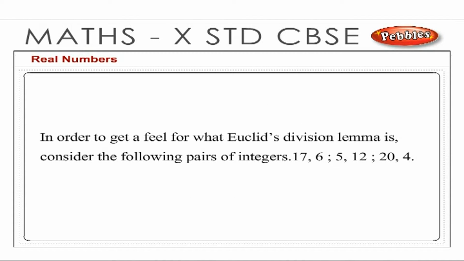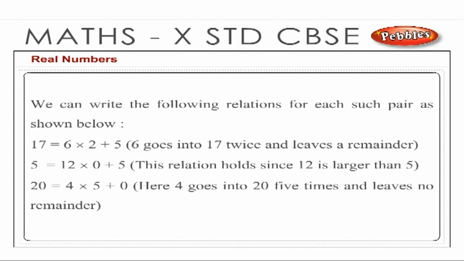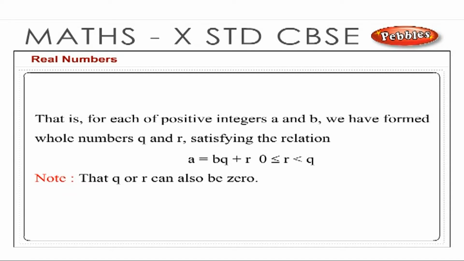In order to get a feel for what Euclid's division lemma is, consider the following pairs of integers: 17 and 6, 5 and 12, 20 and 4. We can write the following relations for each such pair as shown below. That is, for each pair of positive integers a and b, we have found whole numbers q and r, satisfying the relation a is equal to bq plus r, 0 less than or equal to r less than b.